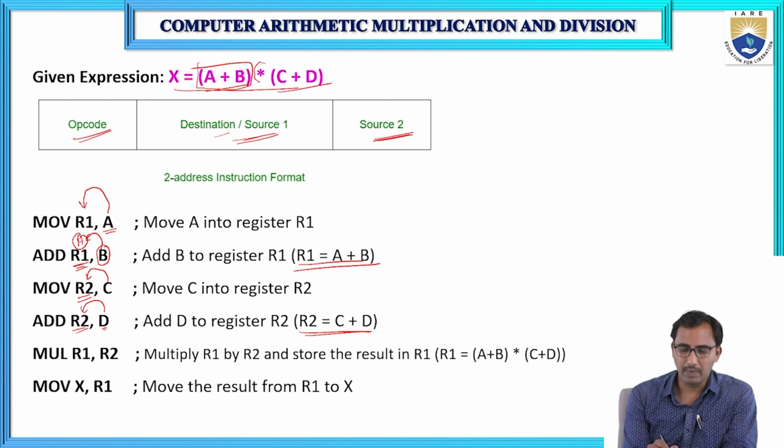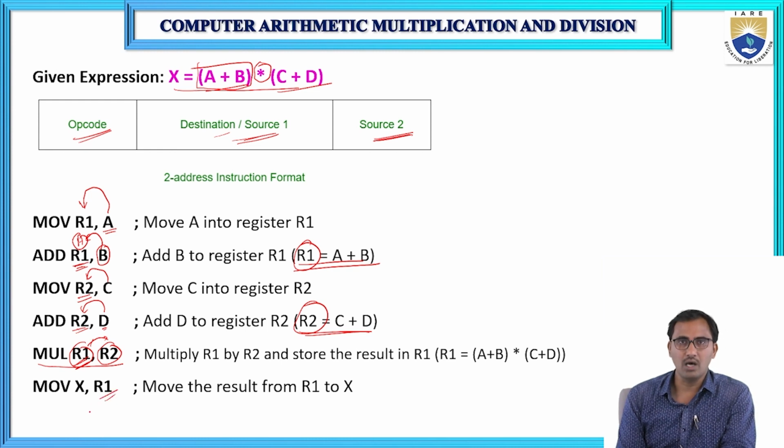Now I need to perform multiplication. So I am performing multiplication between the r1 register and r2 register: mul r1 comma r2. In r2 I have the sum of c plus d, in r1 I have the sum of a plus b. Now both get multiplied, and the result will be stored in r1, because r1 is the destination register. So move x comma r1: from the register r1 I am copying the result to the x location. So this is how we can implement it using the two address instruction.